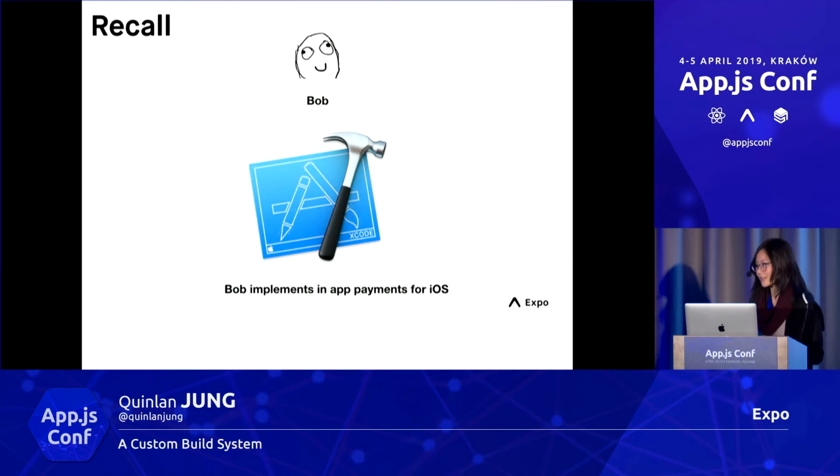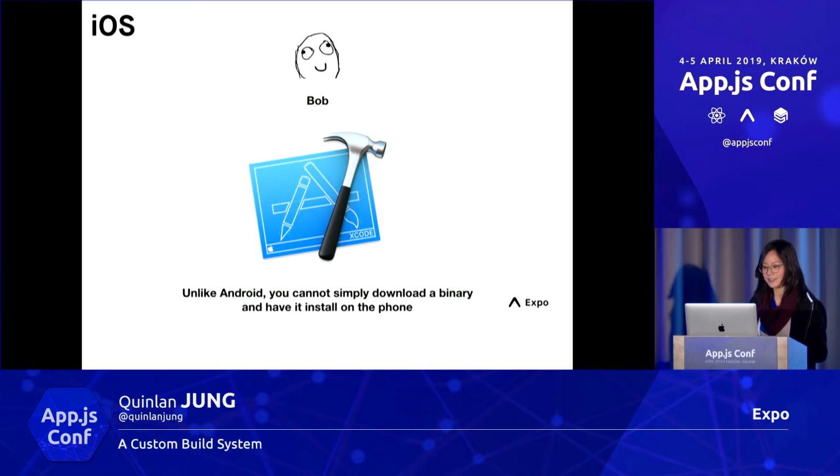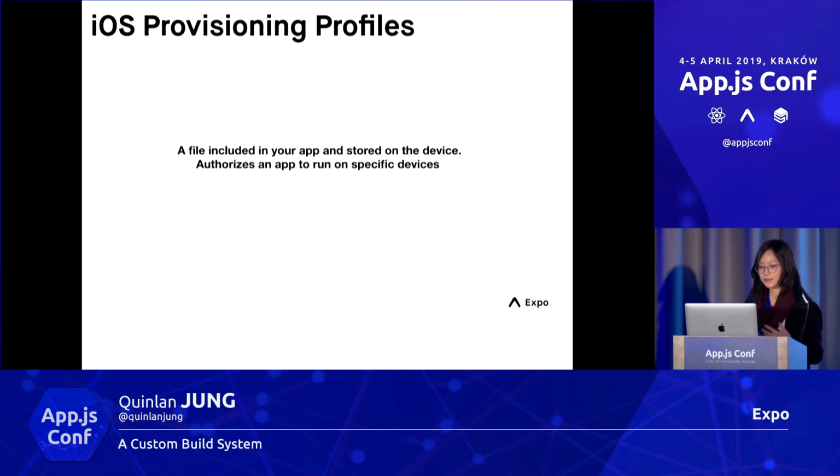All right, so let's look at Bob's case. Bob was the one that implemented in-app payments for iOS. And it would be really nice if Bob were the one to make the pre-compiled iOS binary. Right. But here, unlike Android, you cannot simply download a binary and have it install on your phone. Right. So the reason for this is something called a provisioning profile.